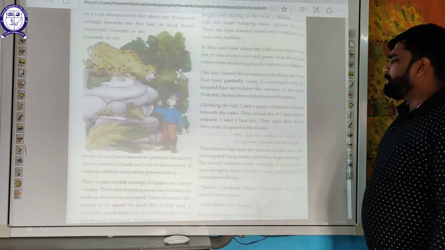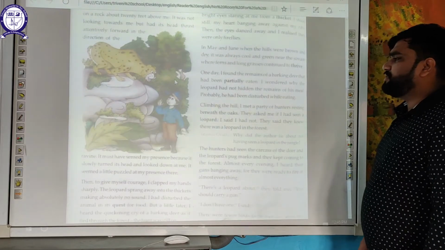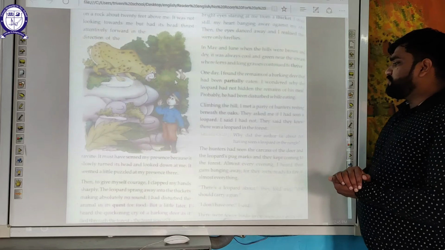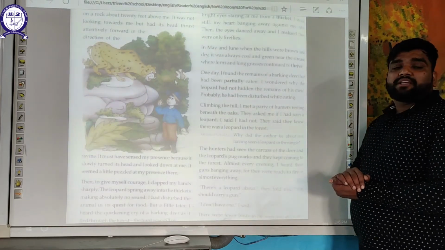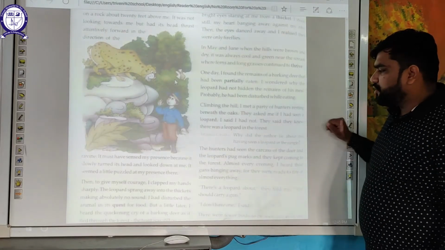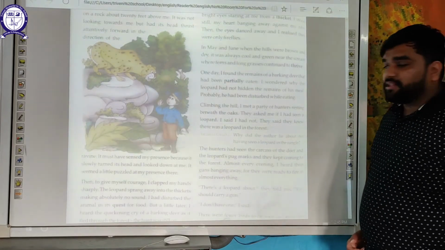Climbing the hill, I met a party of hunters resting beneath the oaks. They asked me if I had seen a leopard. He said that he had not. They said that they knew there was a leopard in the forest.